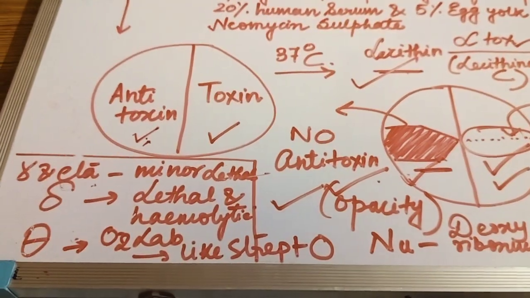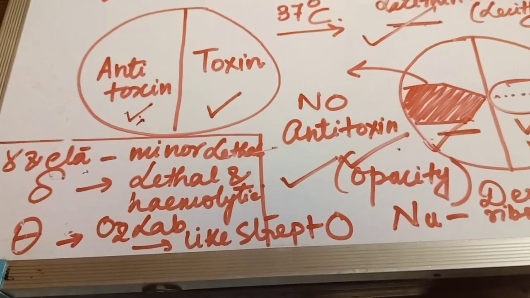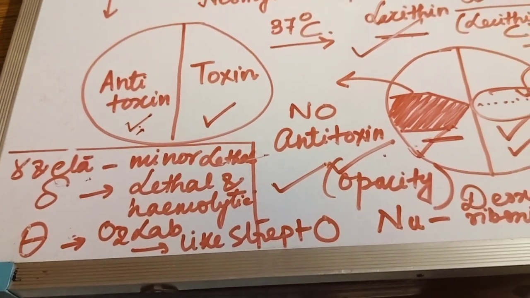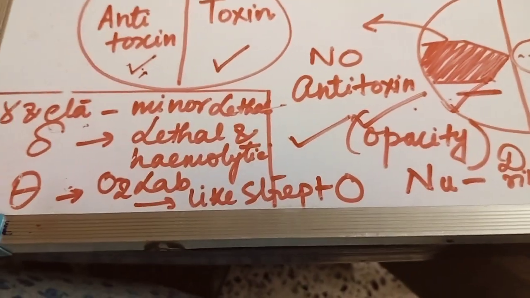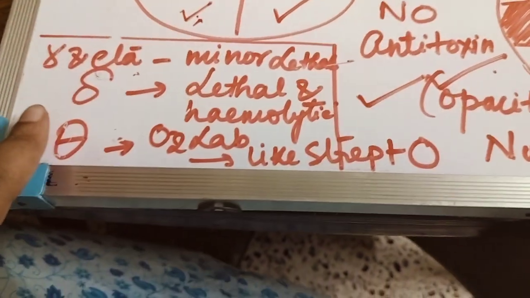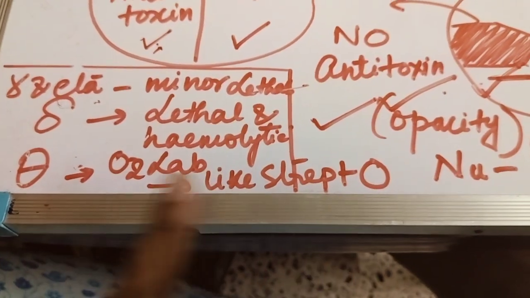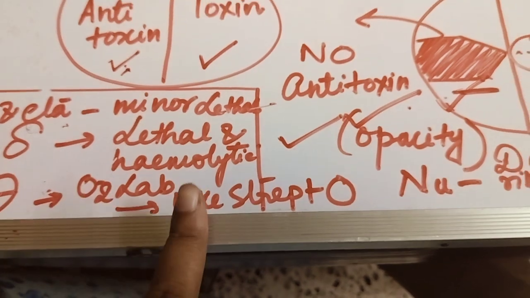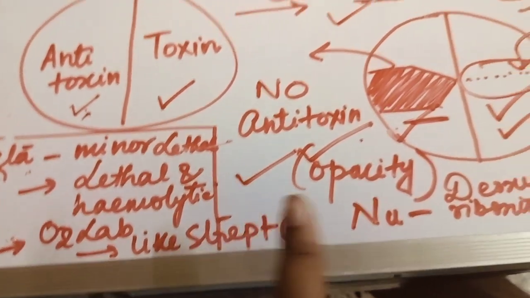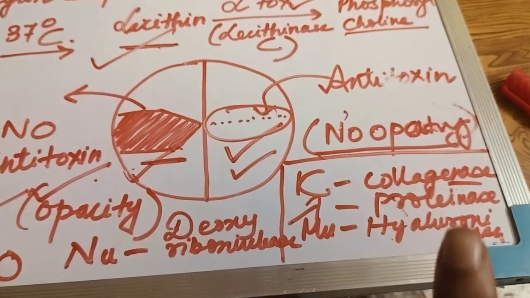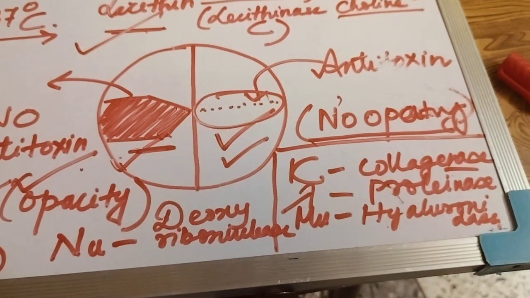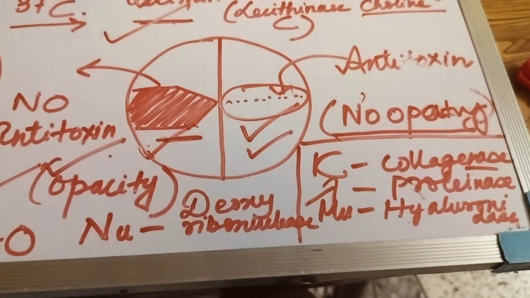Further, there are some minor toxins which I have talked about, like gamma and eta, which are minorly lethal, not that much lethal. Then came the delta, which is lethal and hemolytic. Then comes the theta, that is O2 supplemented, and it is like streptolysin O. Then it is kappa, which is collagenase, lambda proteinase, mu hyaluronidase, and nu deoxyribonuclease.